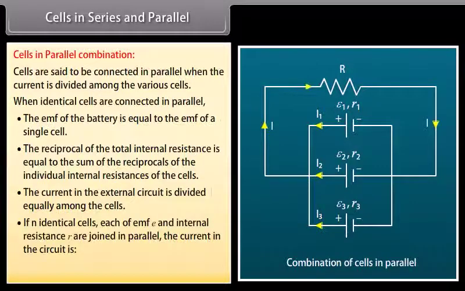If n identical cells, each of EMF E and internal resistance R, are joined in parallel, the current in the circuit is equal to nE divided by (R + nR).